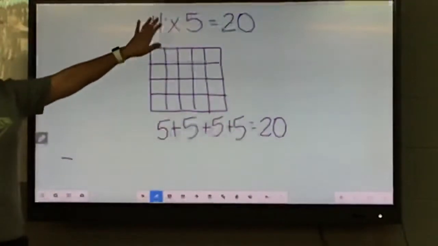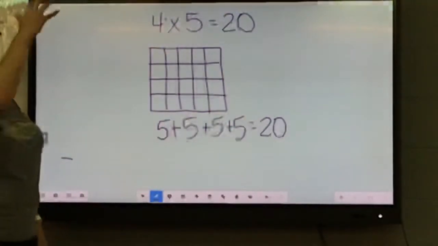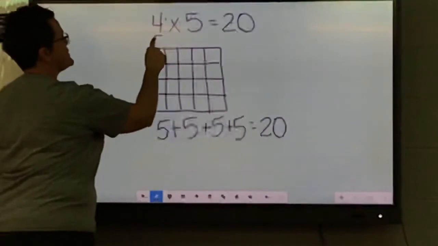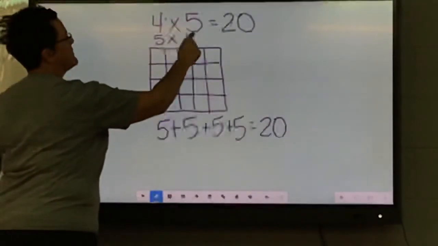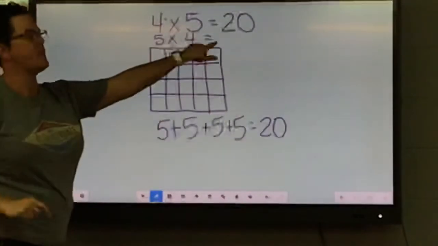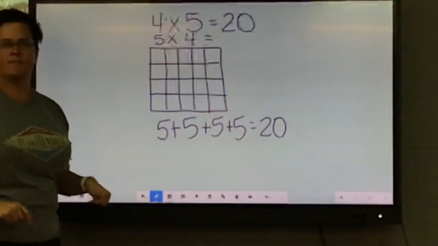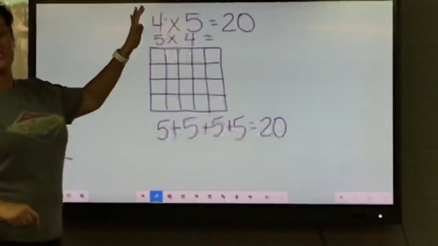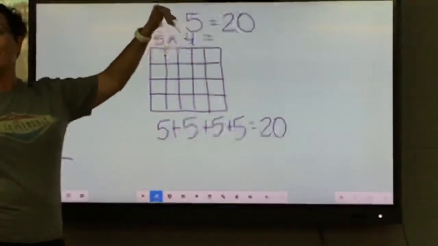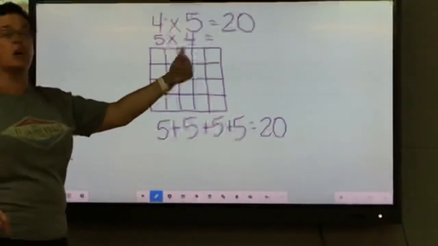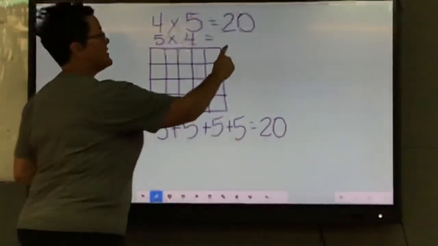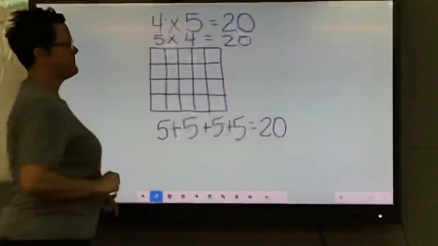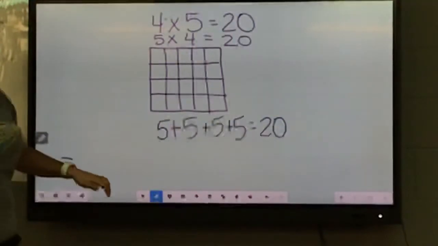What if, eyes looking up here, what if I flip this around, these two factors? Does that make a difference for my answer? No. No, it's exactly the same. So 4 times 5 equals 20, and 5 times 4 equals 20. Okay. Clear your desk.